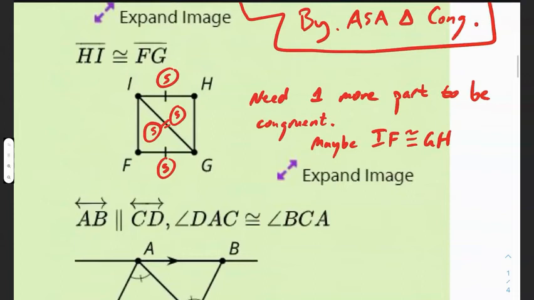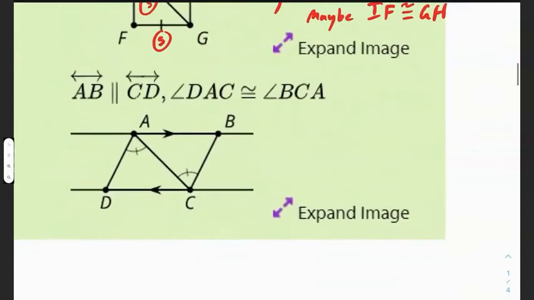And it would have been very useful if they gave me that this side here is congruent to this side here, or maybe this angle here is congruent to this angle there. If they just gave me that one more piece, it would have helped. All right, let's take a look at the next one.